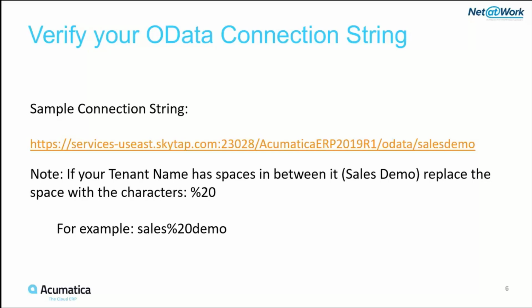So if I had sales space demo space LLC, I would put sales%20demo%20LLC. So you just use that %20 in lieu of any space you have. Hopefully that makes sense. And what's important is that you could actually test this URL, and I'm going to show you that in a moment. You could test that URL ahead of time to make sure that it's going to connect directly in Excel.